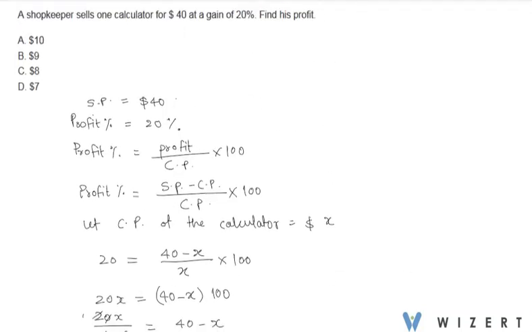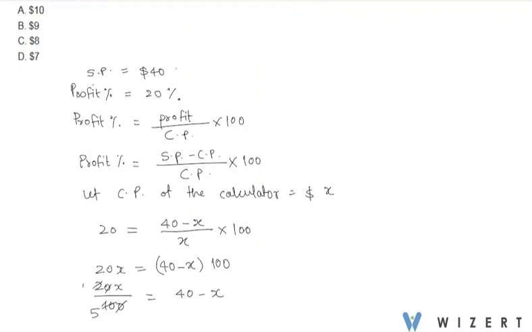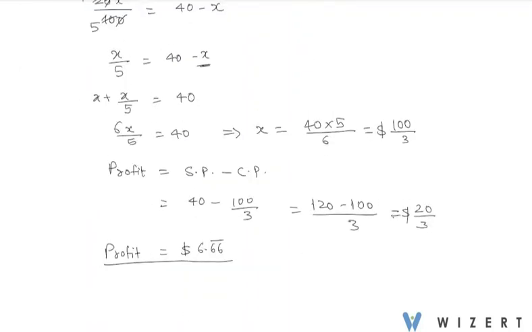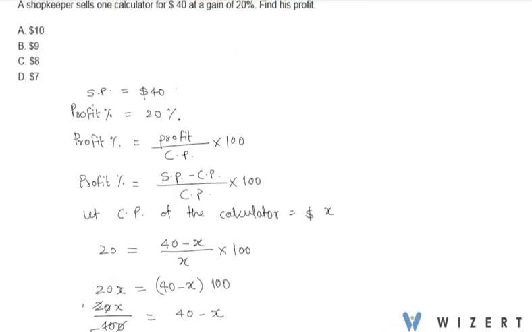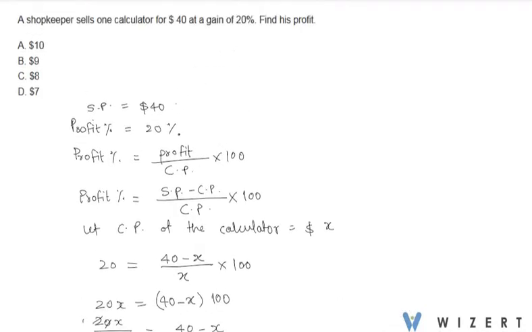Now since the options do not have the calculated answer, we can simply round this answer off to $7. So we'll write the answer is option D.